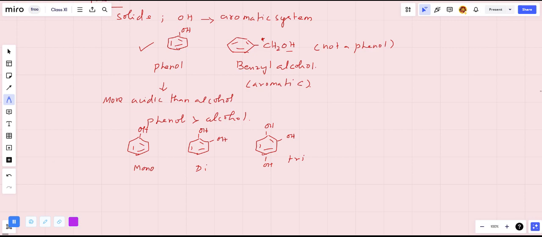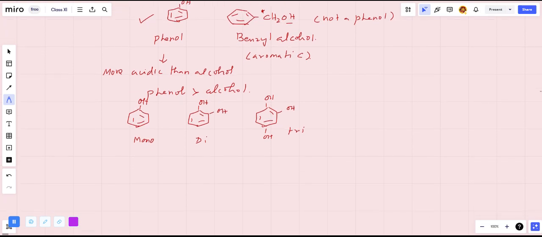Okay, so now we are going to see about ethers also. Just introducing this topic, ethers. Ethers are classified as simple or symmetrical. So this is the structure R O R dash. This R and R dash may be alkyl or aryl.